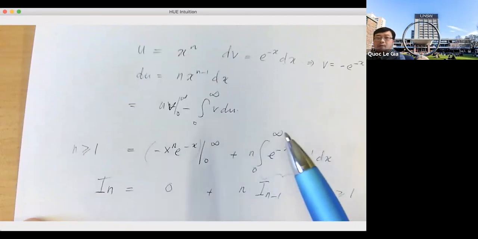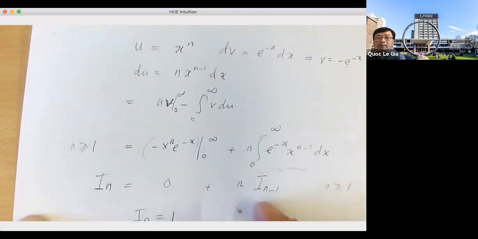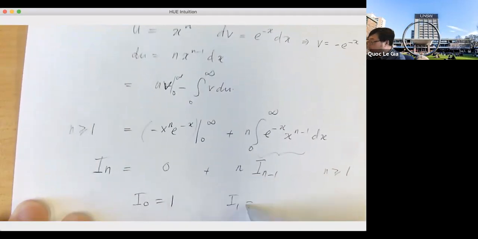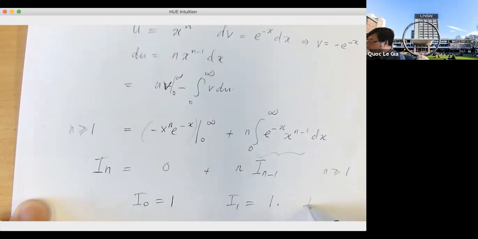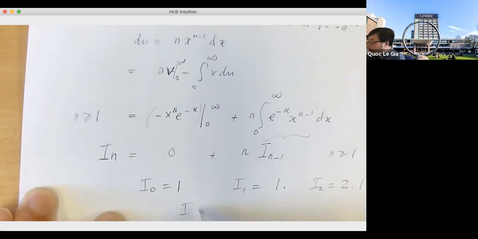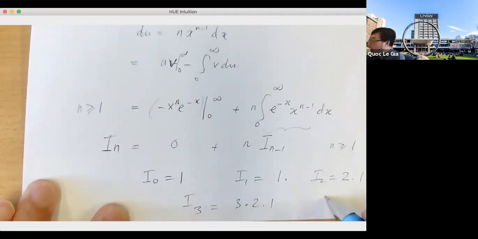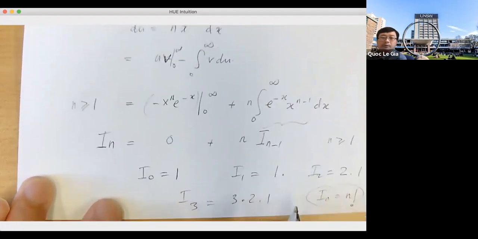Because I_0 is just the integral of e to the minus x, so you got I_0 equal 1, and you got I_1 equal 1 times I_0, which is just 1, and I_2 is just 2 times 1, and I_3 is just 3 times 2 times 1. So I_n is just n factorial. So you see the pattern. So I_n is just n factorial.